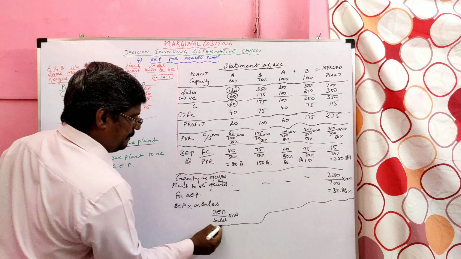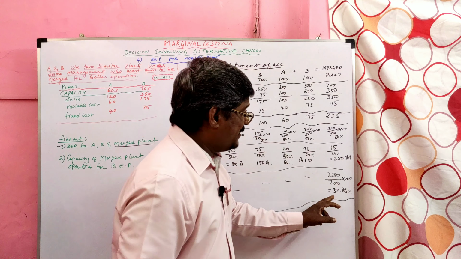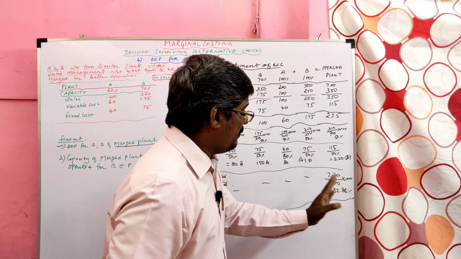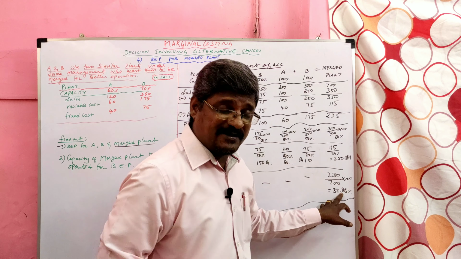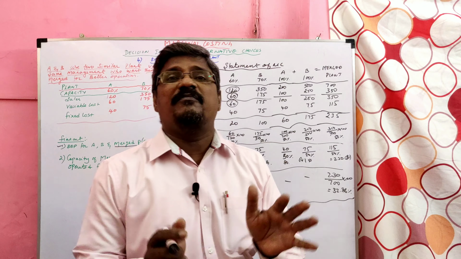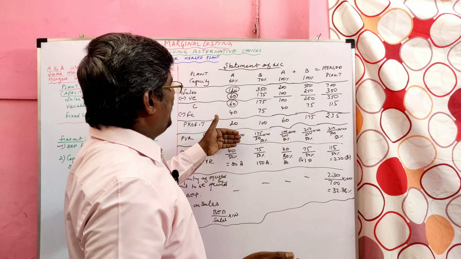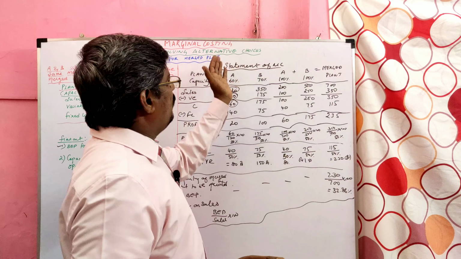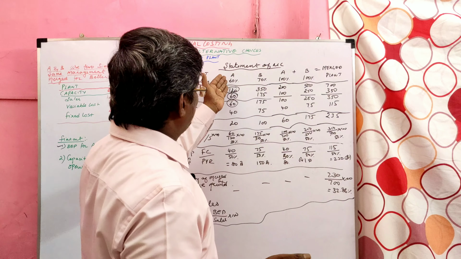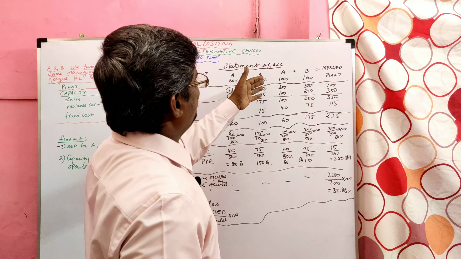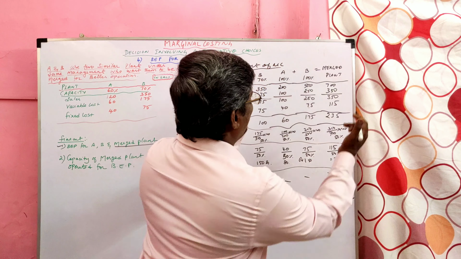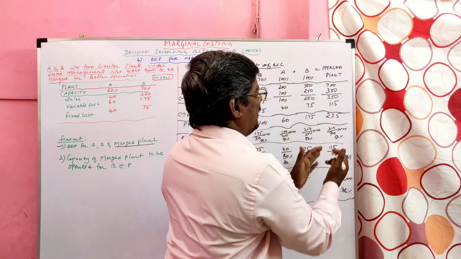Students, listen carefully. If they operate the merged plant at 32.86%, they can achieve BEP. What I did is very simple. The 60% plant and 70% plant, both plants are given. I converted the 60% and 70% plants into 100%. Then I combined. Then I calculated BEP.